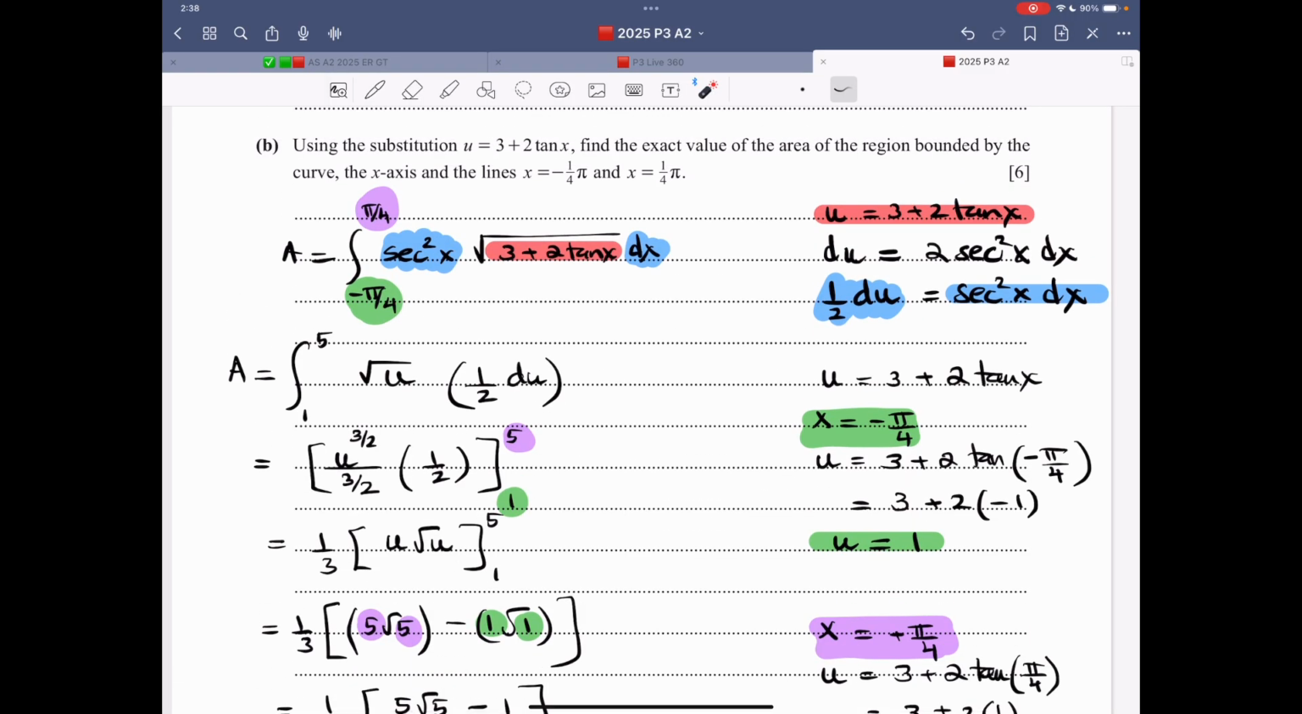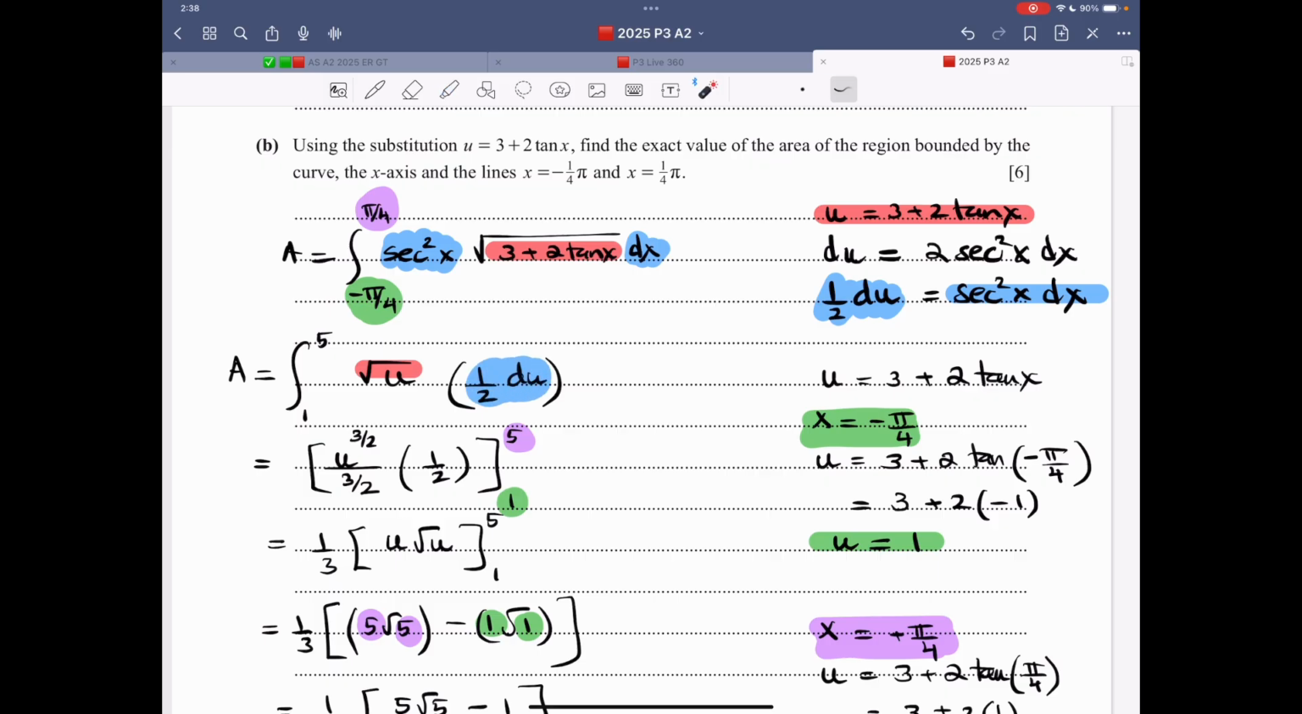So u is 3 plus 2 tangent x. So this thing over here, the equation, will be replaced with root u. So let me highlight it. This is root u over here. Then when we differentiate it, du is 3 becomes 0, 2 as it is, sec square x dx. We have sec square x, we have dx. So that is replaced by half du.